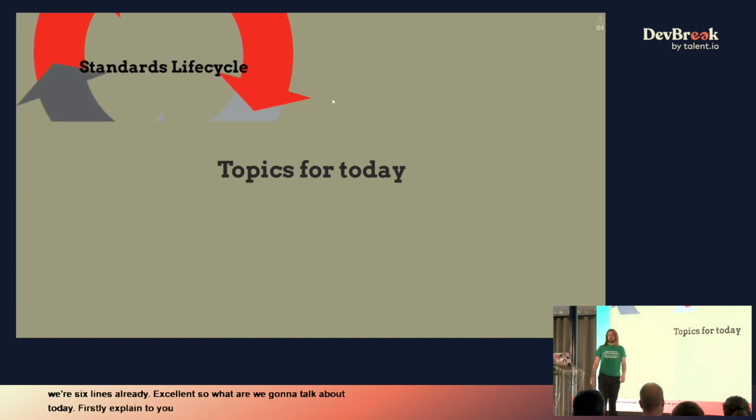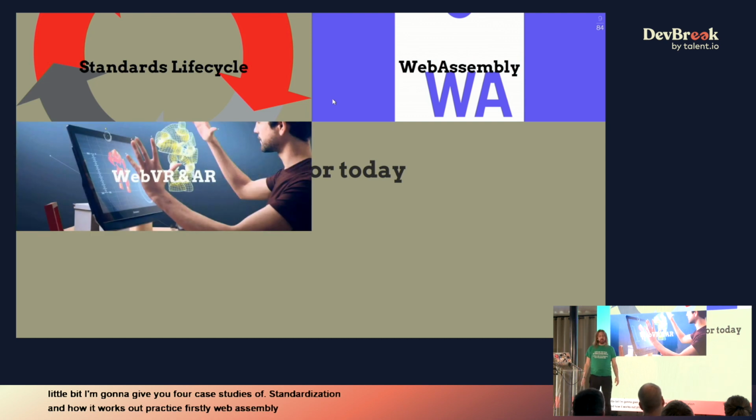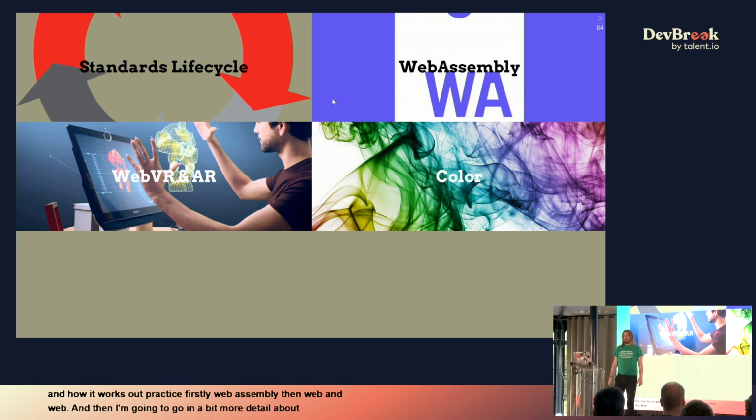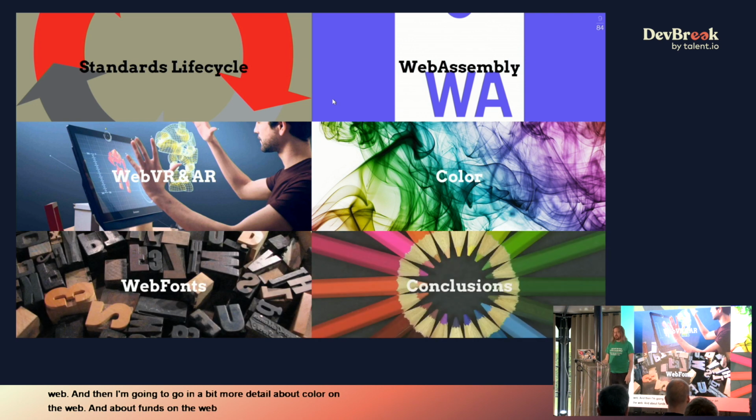Firstly, explain to you how standards are made. There's an old joke, standards are like sausages. Your enjoyment of them is increased by not knowing how they are made. I'm going to give you 4 case studies of standardization and how it worked out in practice. Firstly, WebAssembly, then WebVR and WebAR. And then I'm going to go into a bit more detail about color on the web and about fonts on the web. And lastly, hopefully, some sort of conclusions that you can take home to benefit from this harrowing experience.